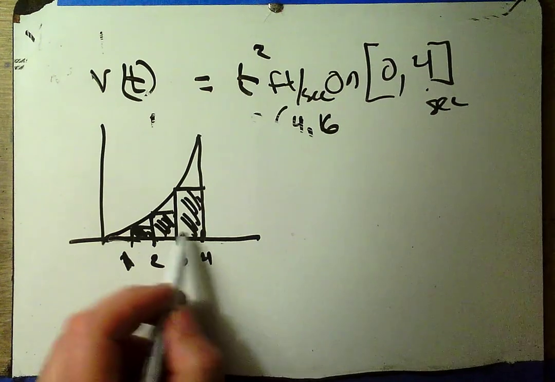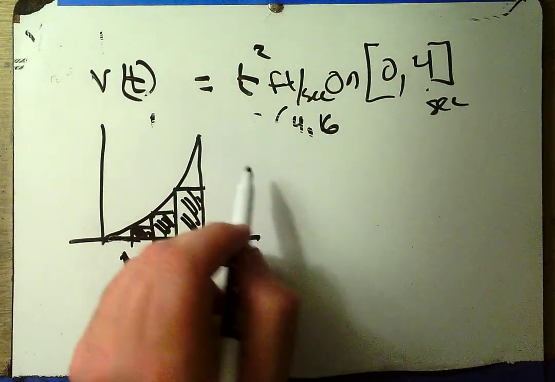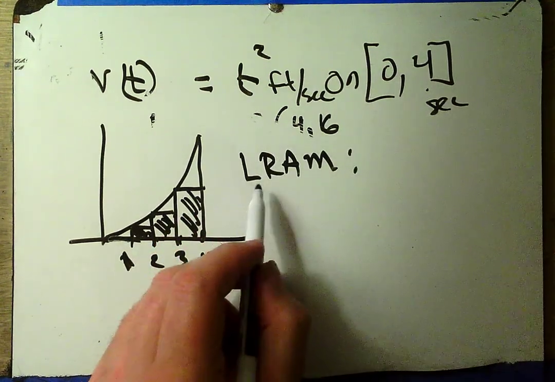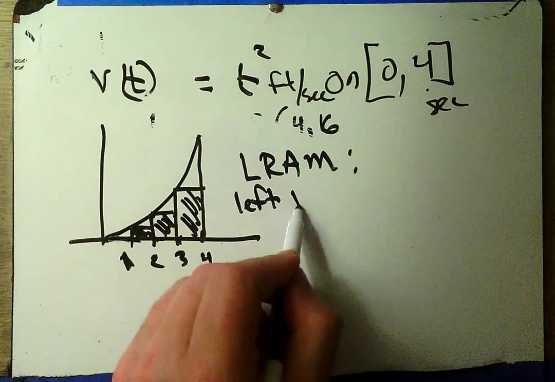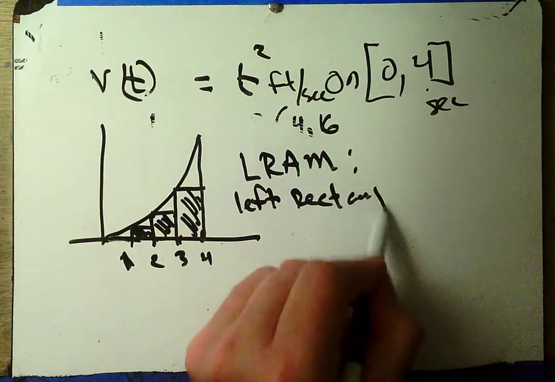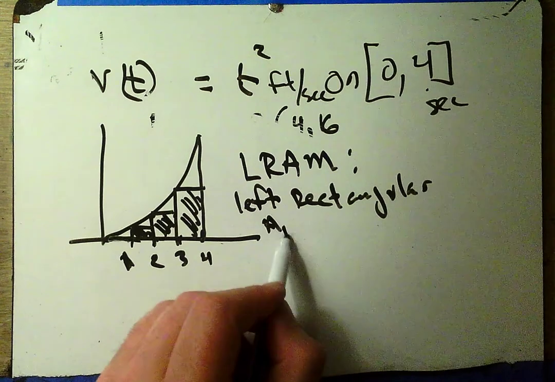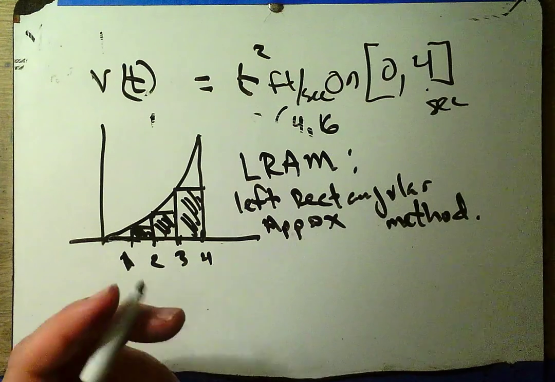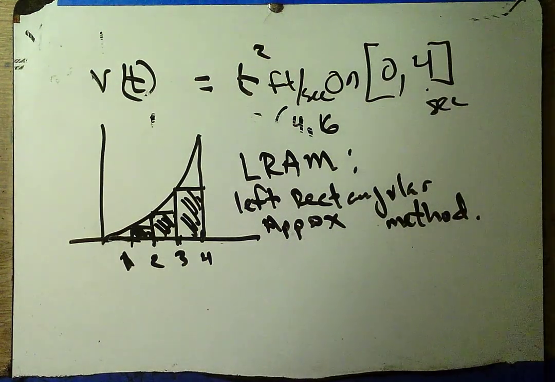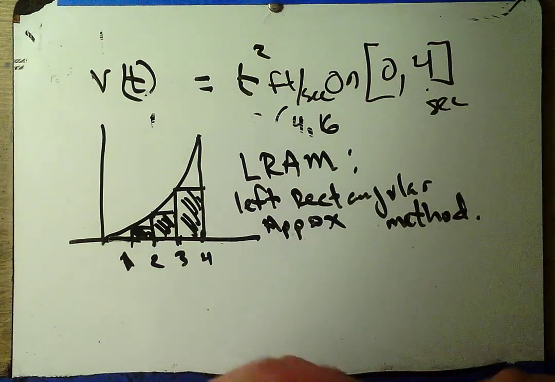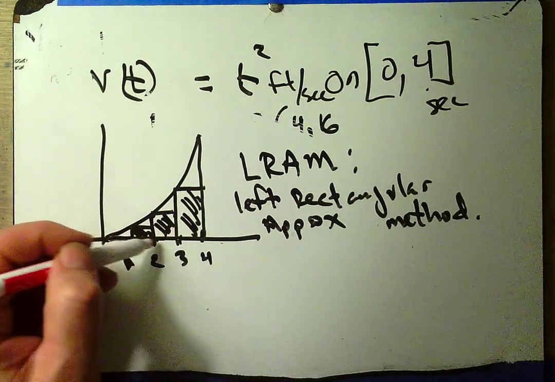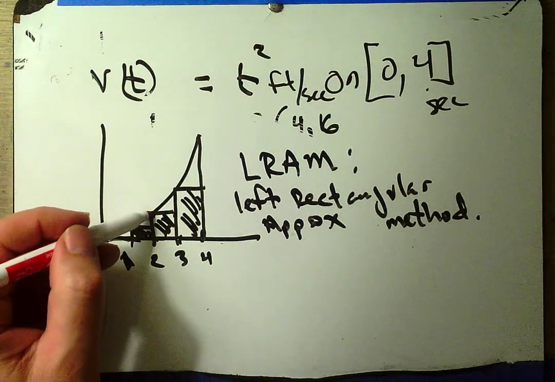And when we start on the left side of the interval, we're going to call that LRAM. And LRAM is left rectangular approximation method. And I'd say on almost every AP exam in the last many years, you had a problem that may have involved LRAM.